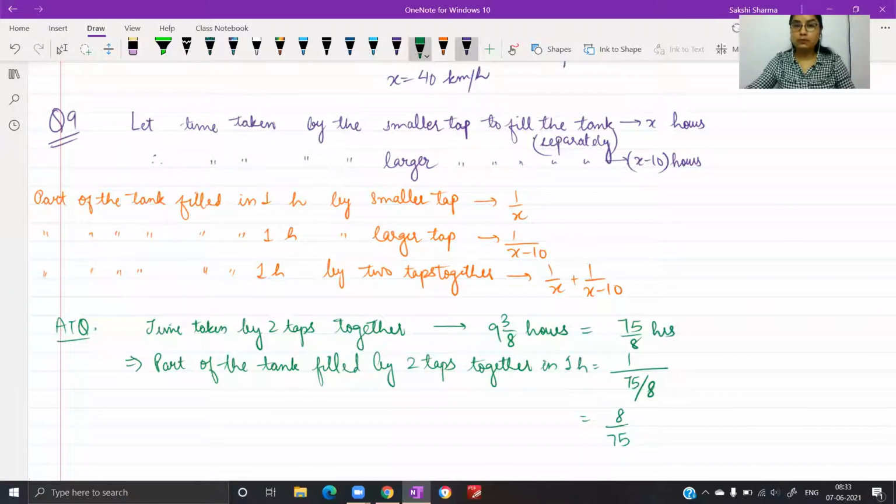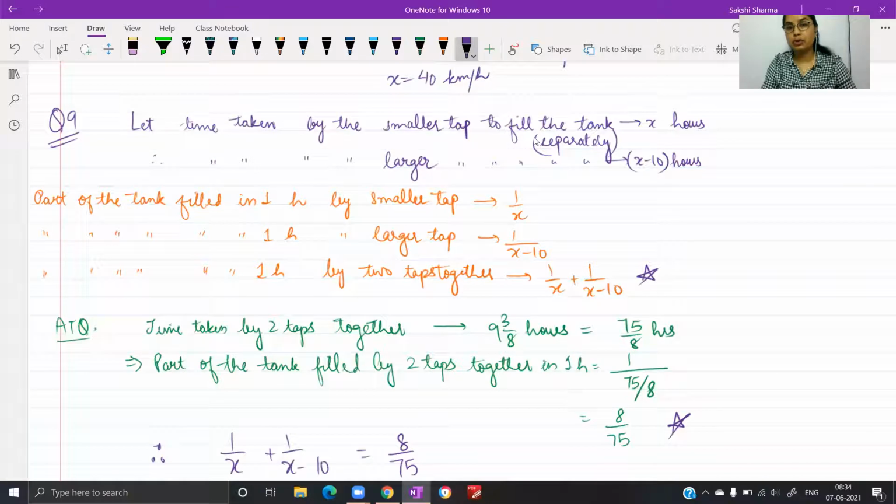The equation will be formed using these two statements. The part of the tank which is filled by the two taps together in 1 hour, according to us, will be 1 over x plus 1 over x minus 10. According to the question, it will be 8 over 75. And then you can simplify this, obtain a quadratic equation and find out your answer.